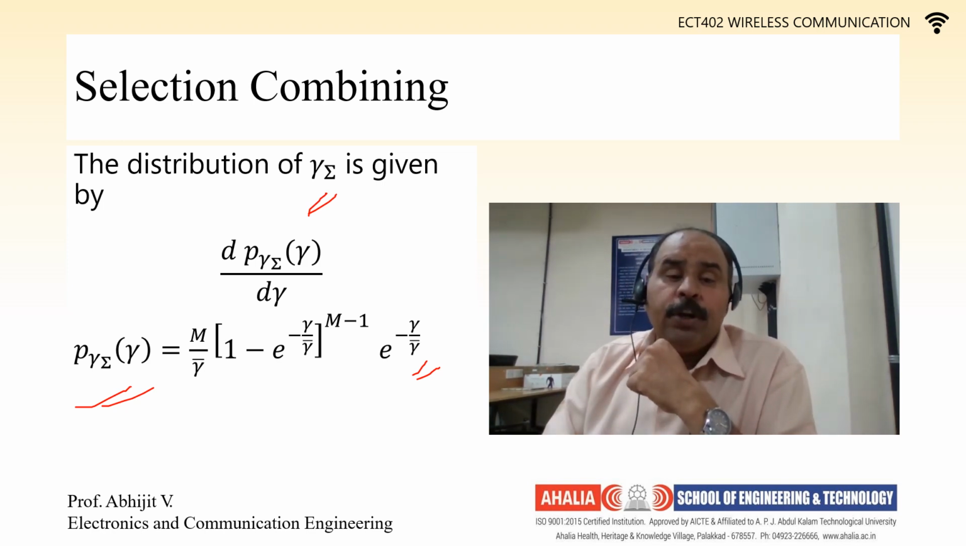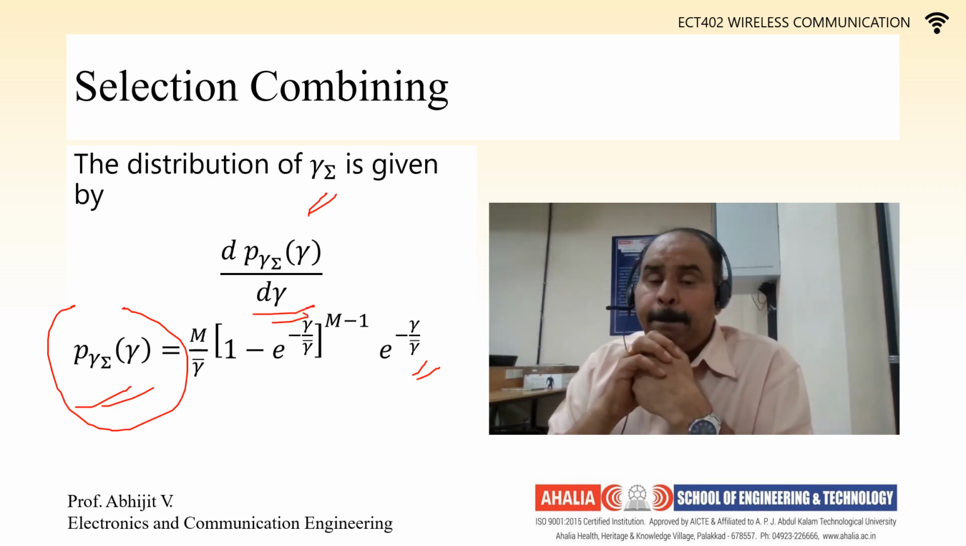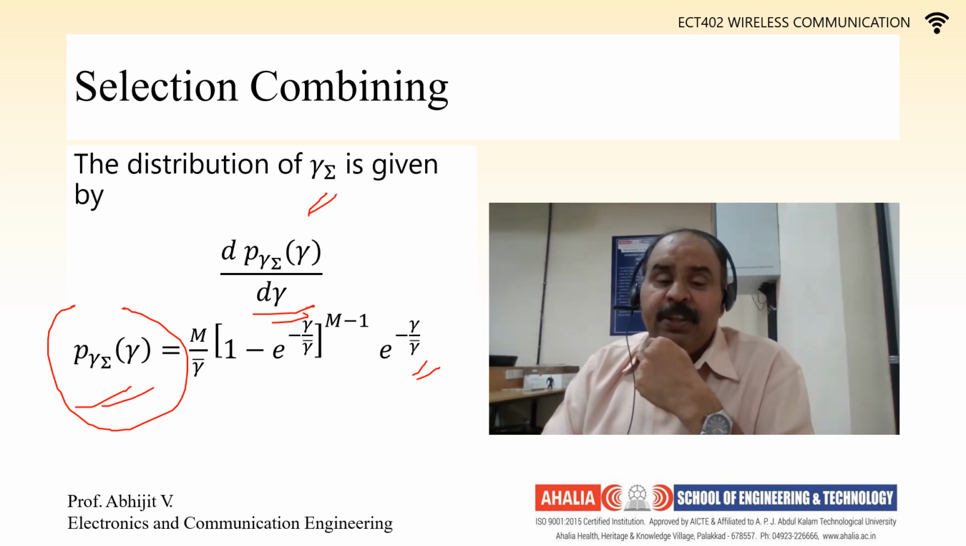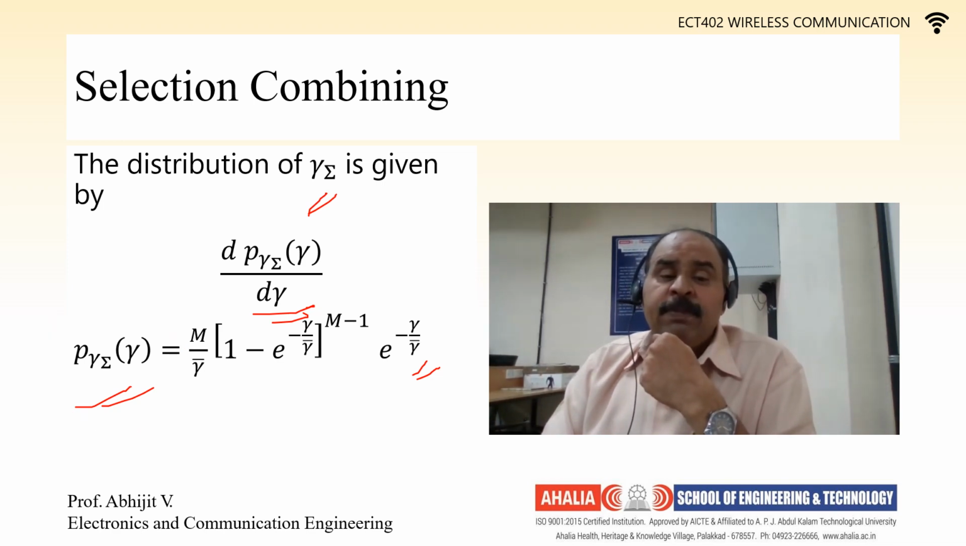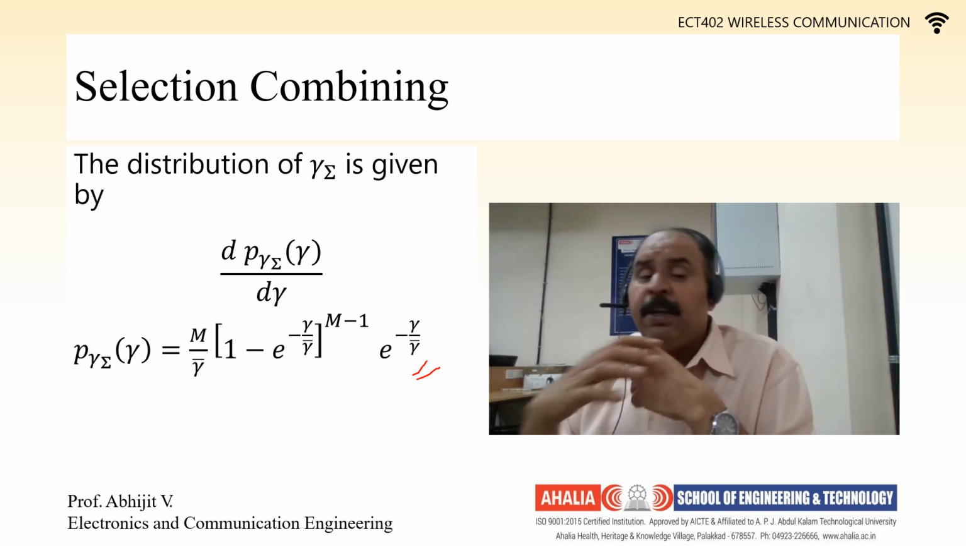So now what we are going to do is differentiate this with respect to d gamma. When we differentiate, we will get the distribution function of gamma sigma.